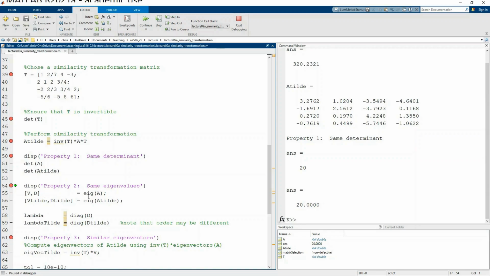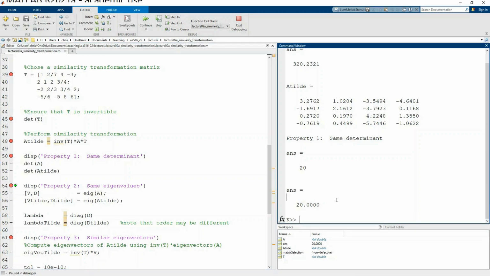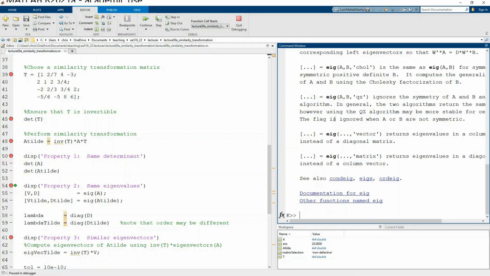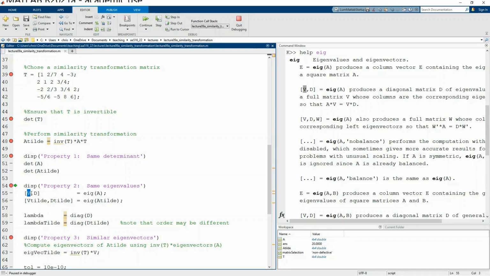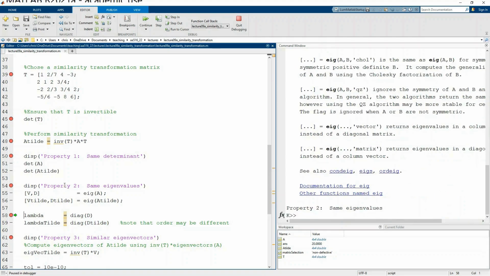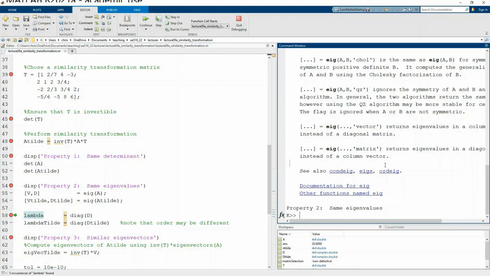How about the eigenvalues? So MATLAB, remember, has a function called EIG, which is going to give you the eigenvalues in a diagonal matrix D and the eigenvectors in column format as a matrix V. So that's what I'm doing right here. I'm going to look at the eigenvectors of A and the eigenvalues of A, and then we'll look at the eigenvectors of A tilde and the eigenvalues of A tilde here. Again, maybe let me put a breakpoint right here, and I'll run just to this point, and we can look at, in this case for property 2, I only care about eigenvalues, so let's look at D.